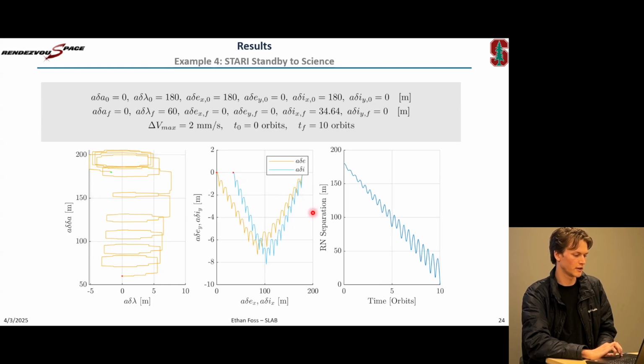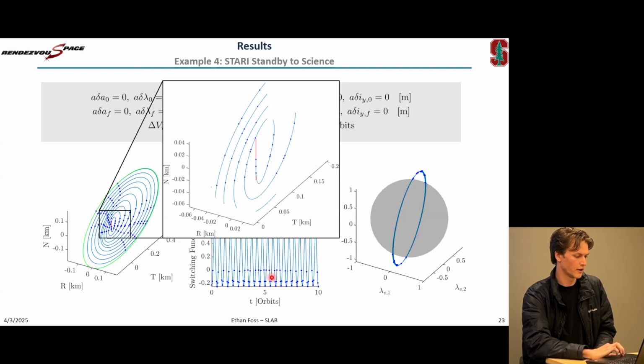You can also see this with the EI vector separation here. So yeah, this is a very good result, I feel like, for a standby transfer. And you can see what this final orbit looks like at the very end as well, where you have these oscillations in the N direction. So yeah, no RN separation at the very end, but a very good maneuver plan nonetheless.